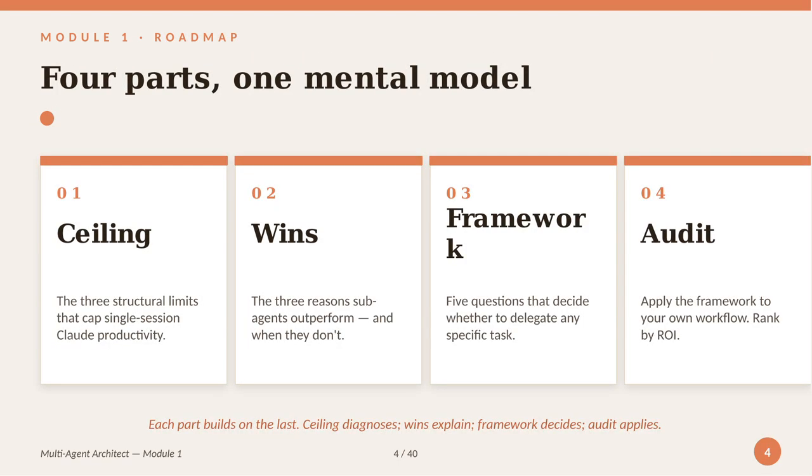Roadmap for the next hour. Four parts. Part 1. Ceiling. The 3 structural limits that cap single-session Claude productivity. We name them. We explain why they're structural. We look at a real before and after example. Part 2. Wins. The 3 structural reasons subagents outperform: specialization, parallelism, context isolation. We also cover the cost dimension, when subagents add overhead instead of removing it, and how to recognize that case. Part 3. Framework. 5 questions that decide whether to delegate any specific task. We work through each question and then run the framework on.